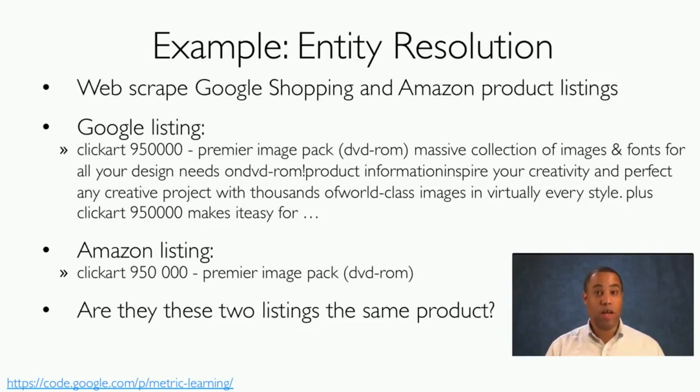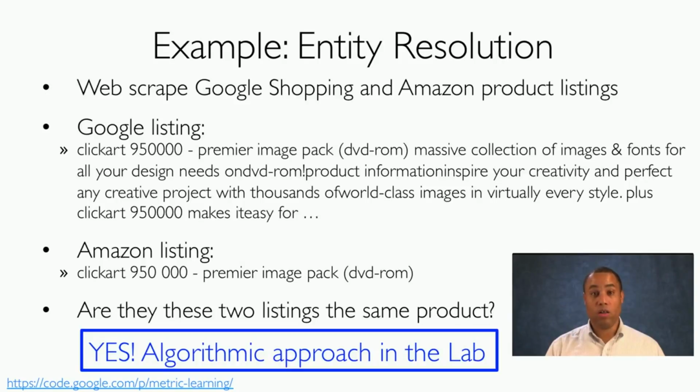Here's an example of entity resolution. These are two listings that we scraped from Google and from Amazon. Are these two listings the same product? They appear very similar. In fact, they are the same product. In the lab, you'll look at an algorithmic approach to doing entity resolution.